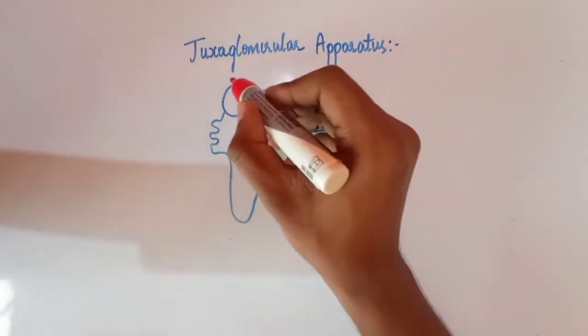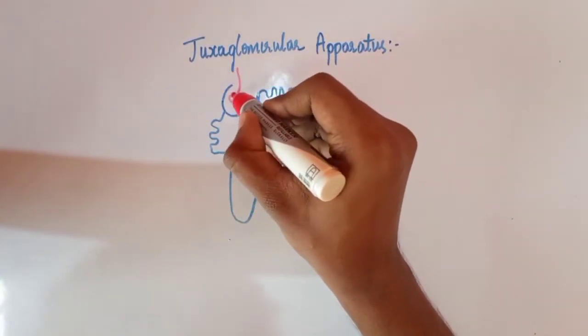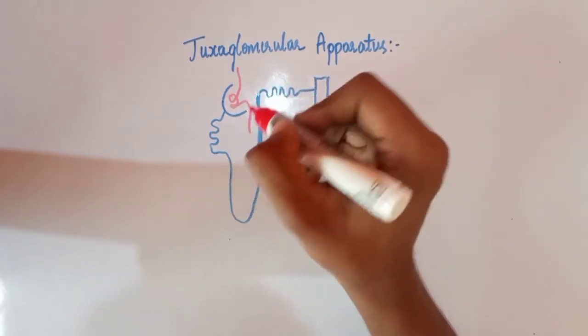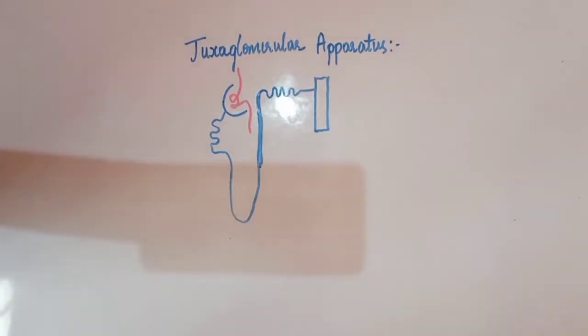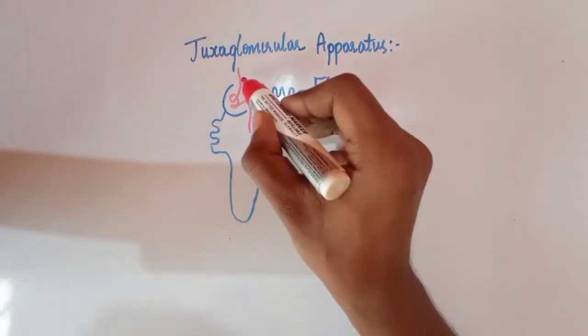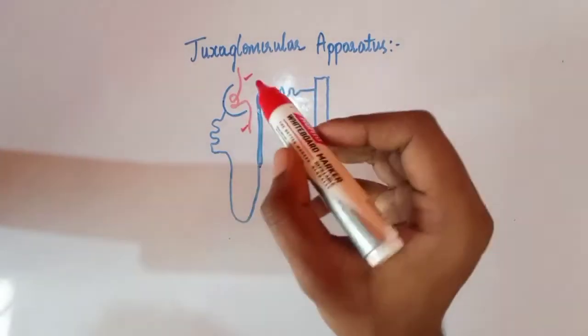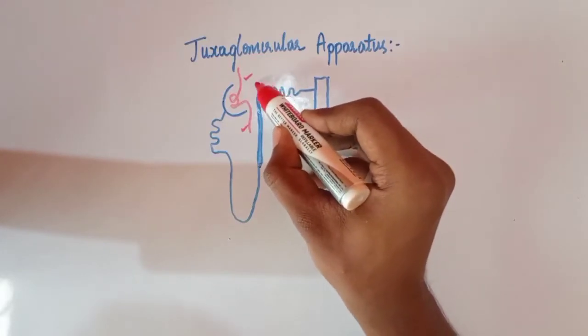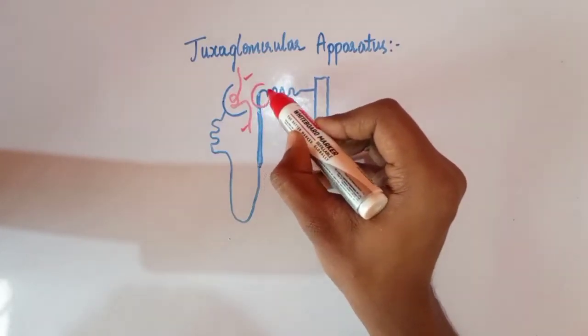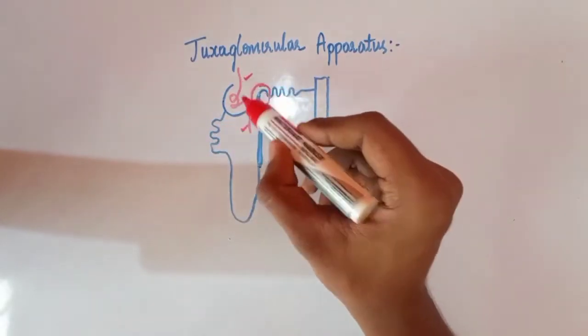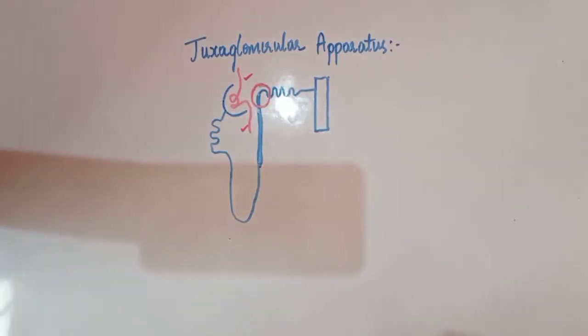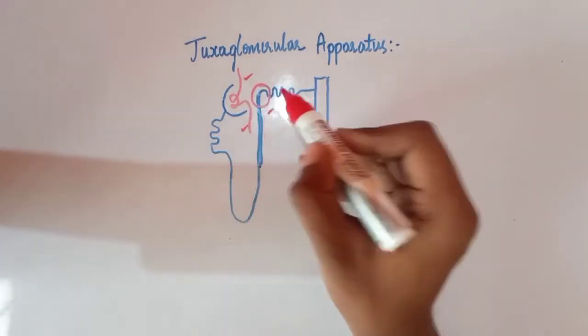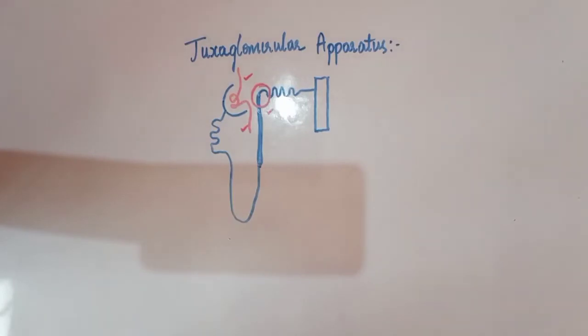And you know there are afferent and efferent arterioles. See, juxtaglomerular apparatus is formed by the afferent arteriole, efferent arteriole, and the part of thick ascending limb of loop of Henle, which is in contact with these two arterioles. These three structures together form juxtaglomerular apparatus.